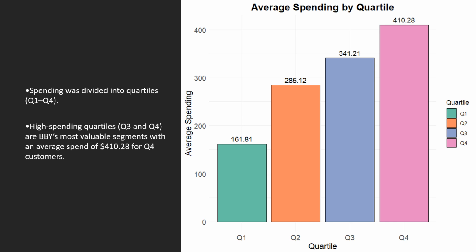This chart displays the average spending by quartile 1 to 4. There is a clear upward trend in spending as we move from the lowest to the highest quartile. Specifically, households in quartile 1 have the lowest average spending at $161.81, while the highest quartile 4 demonstrates the largest average spending at $400.28, more than double of quartile 1. This finding indicates a strong disparity in household spending across the quartiles, with quartile 4 households representing our company's most valuable customers.